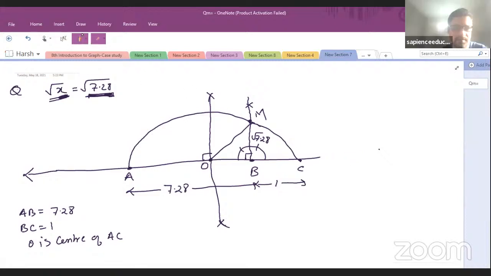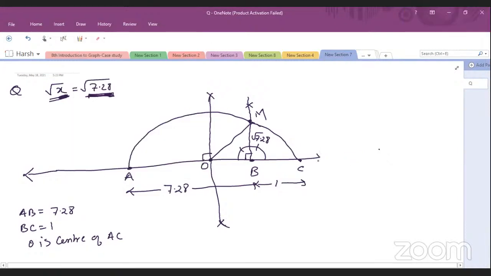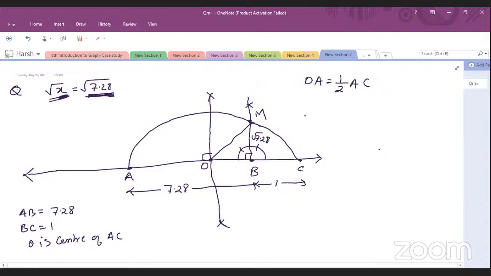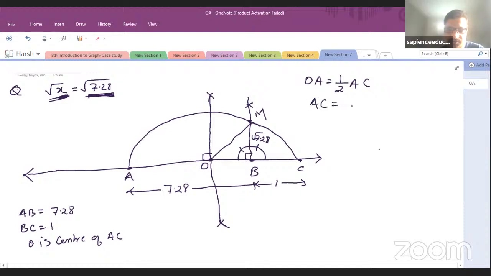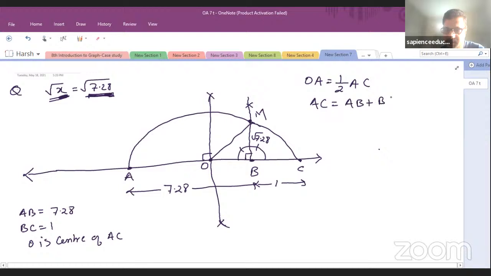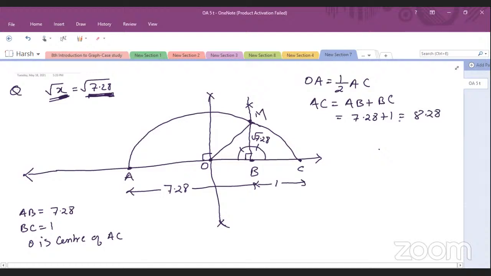First, OA is equal to half of AC, correct? Yes, sir. And AC is equal to AB plus BC, which is X plus 1. AB plus BC is 7.28 plus 1, which is equal to 8.28. Correct? Yes, sir.